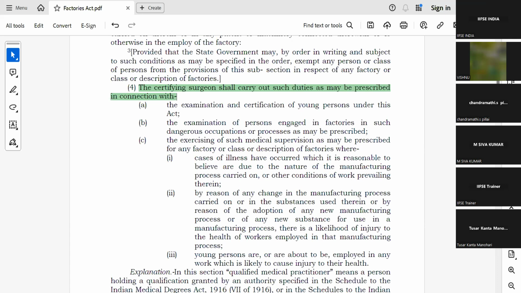I am using the same process. I don't know what is happening. Okay, now it is visible.